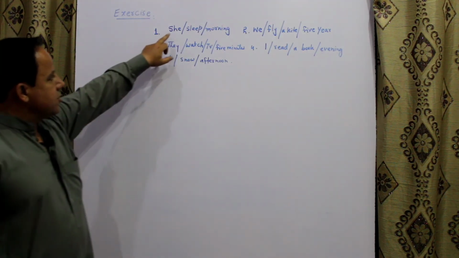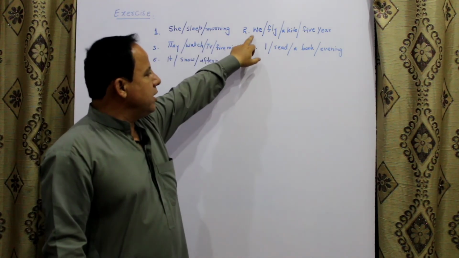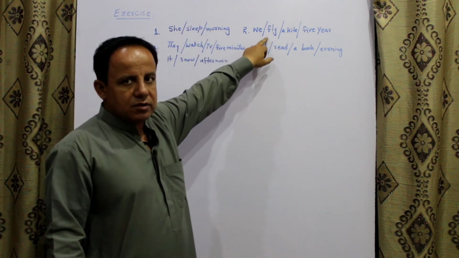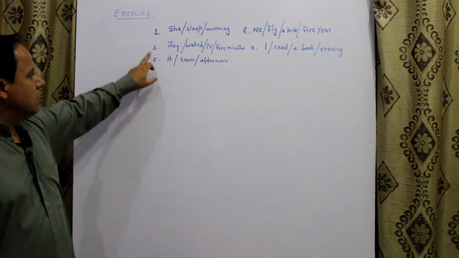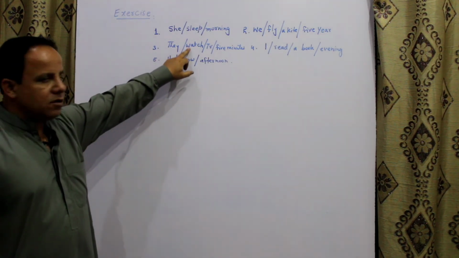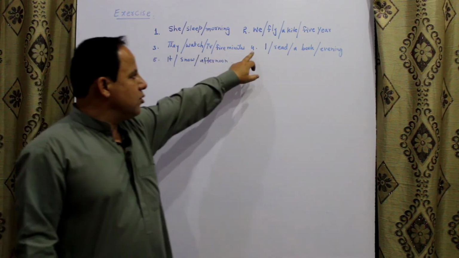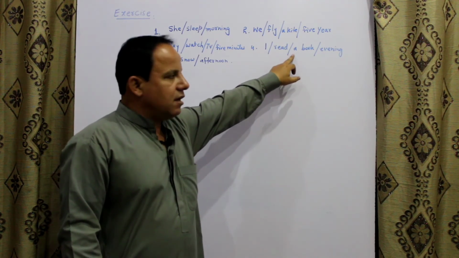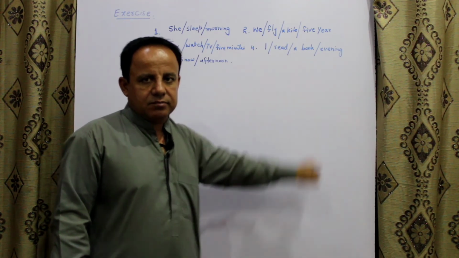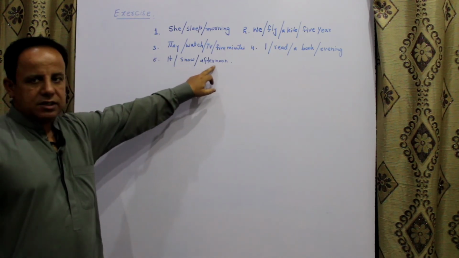Now our subject is she, sleep is the verb, and morning is the time. Second, we is our subject, fly is the verb, a kite is the object, 5 years is our time. Third one: they is the subject, watch is our verb, TV is the object, 5 minutes is our time. Fourth one: I is the subject, read is the verb, a book is our object, evening is our time. Fifth one: it is our subject, snow is our verb, afternoon is our time.